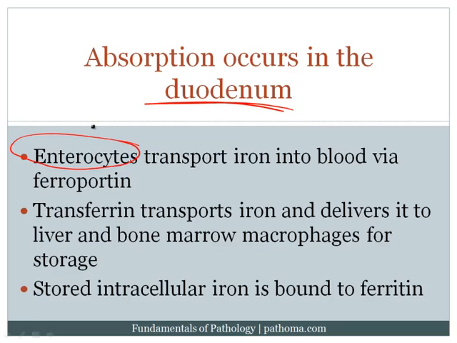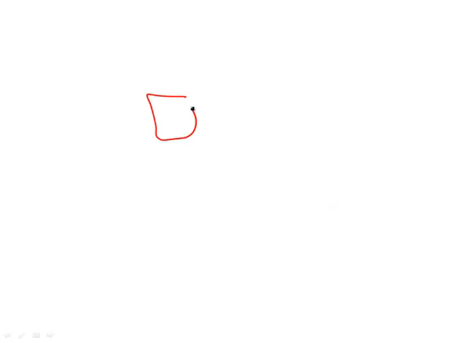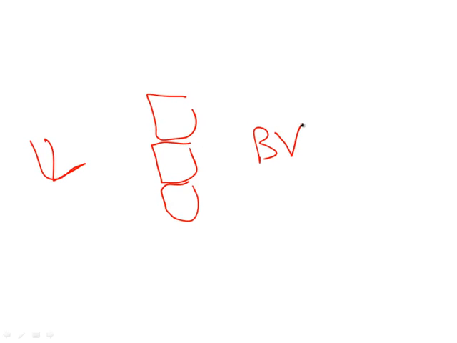Recall that the enterocyte histologically is the cell that lines the villi of the duodenum. The enterocyte regulates the absorption of iron. Basically, the enterocyte takes up iron from the gut and then has the ability to transport it into the blood via a transporter called ferroportin. Now let me draw this for you. Let's pretend that this is the enterocyte, and this is the lumen of the gut, and over here would be a blood vessel. The enterocyte basically takes up iron from the gut, and then it makes a decision. It decides, should I send iron into the blood or not?